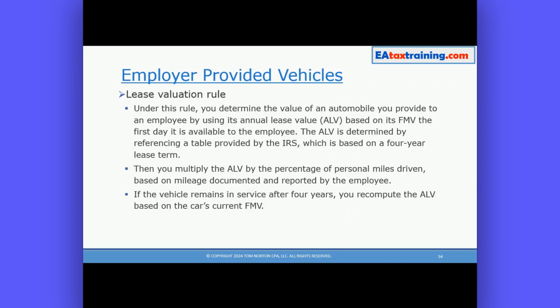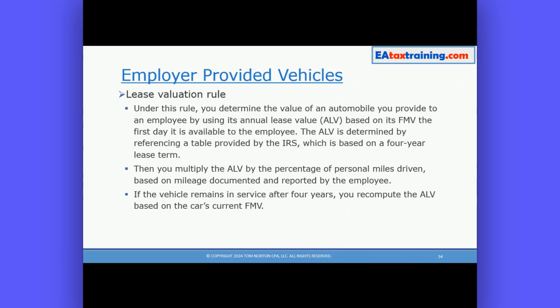Lease valuation rule. Under this rule, you determine the value of the automobile you provide using its annual lease value, or ALV, based on its fair market value on the first day it is available to the employee. And this annual lease value is determined by some tables that are provided by the IRS, which is based on a 4-year lease term. You then multiply this annual lease value that's on this table that we're going to look at here in a minute by the percentage of personal miles driven. And that gives you the fair market value of the personal use of the vehicle.